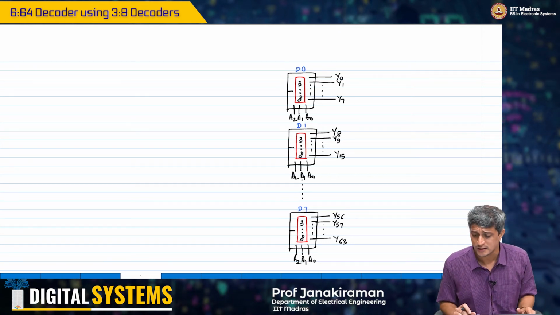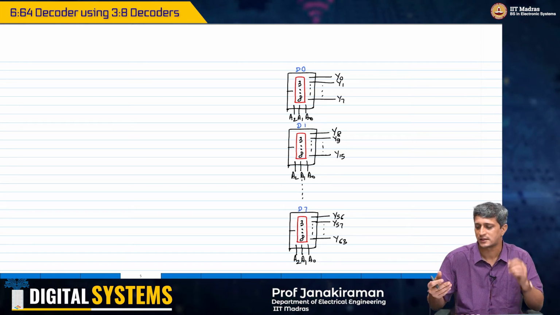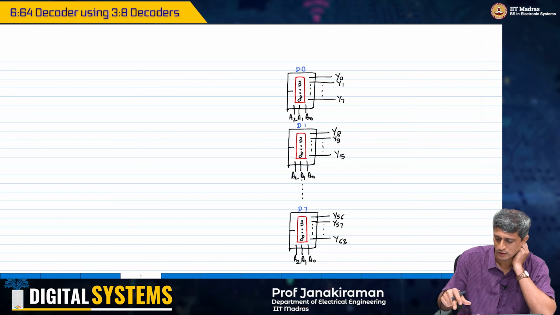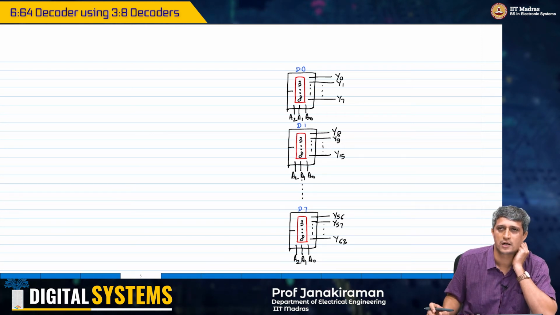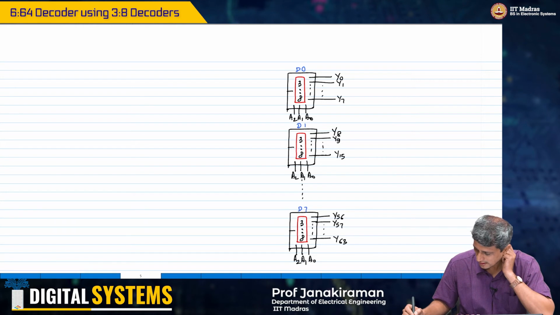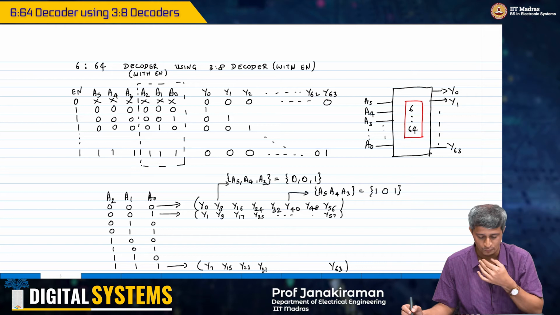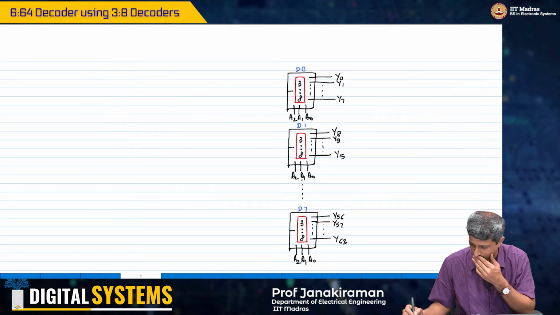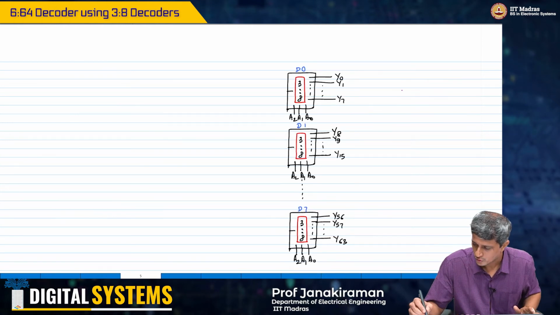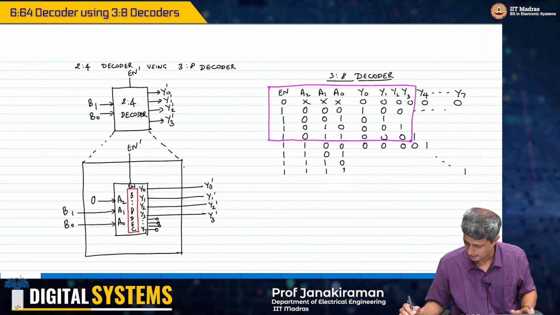So now the question is, how are we going to get this whole connection done so that the enable of these decoders are turned on appropriately. Okay. So now let us go back and again look at this truth table. So we look at what happens to this truth table. Let me copy that truth table again now.